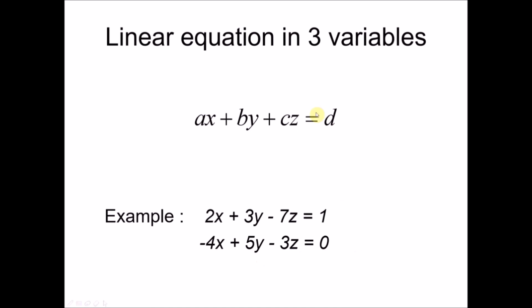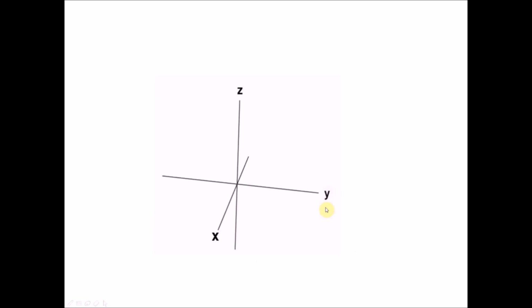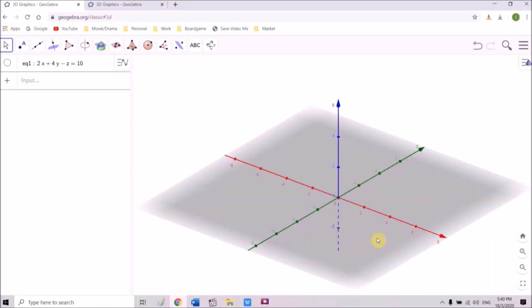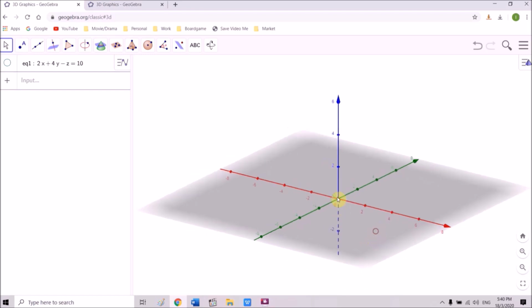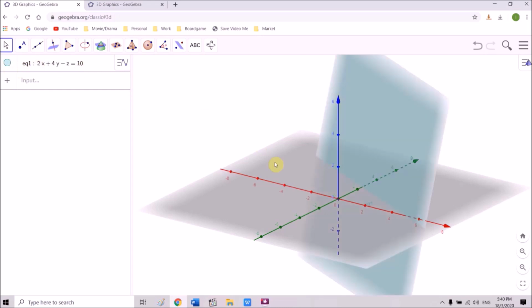And what will happen when we try to plot this? Since there are 3 variables, when we are plotting this, there must be 3 axes, for example the x-axis, y-axis, and z-axis. And when we plot it, we will form a plane. Let me show you by using this online application, where now we have the 3 axes, the green, red, and blue, which represent the x-axis, y-axis, and z-axis. So when we plot 2x plus 4y minus z equals 10, we will form a plane such as this.